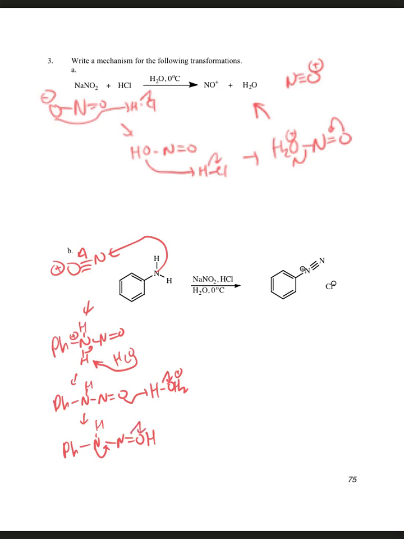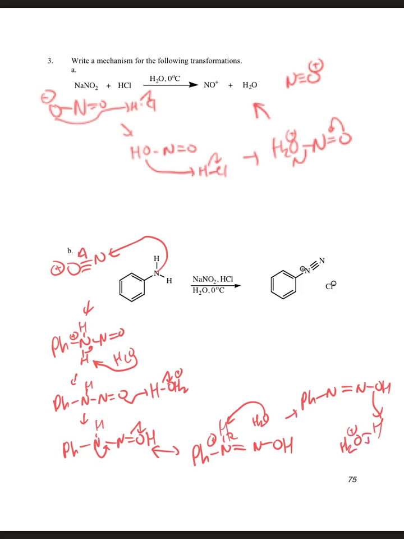Draw the resonance structure. Remove the extra hydrogen. Protonate the oxygen to make it a good leaving group. And then we can send the electrons from the one nitrogen down to form the triple bond, kicking out the water, and there we have the diazonium salt.